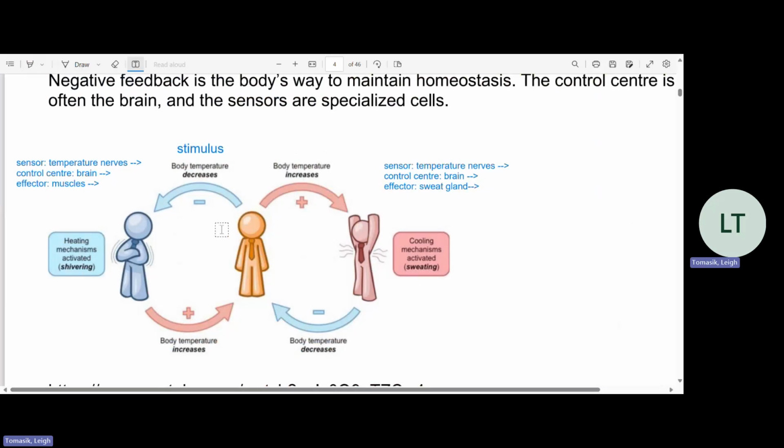So just like your home has a negative feedback loop if it's too hot and a negative feedback loop if it's too cold, your body does as well. It's just that the sensor, the control center, and the effector is different because it's inside your body and not a part of your house.